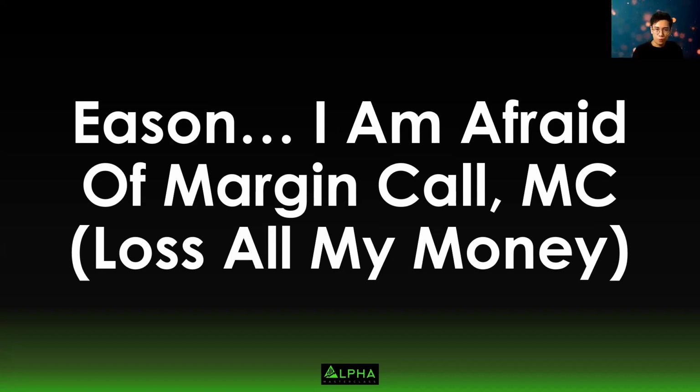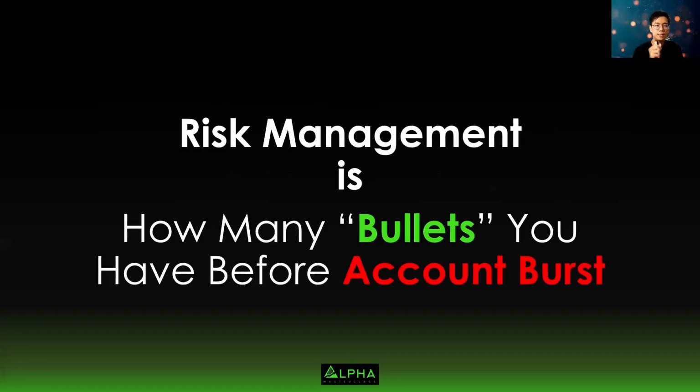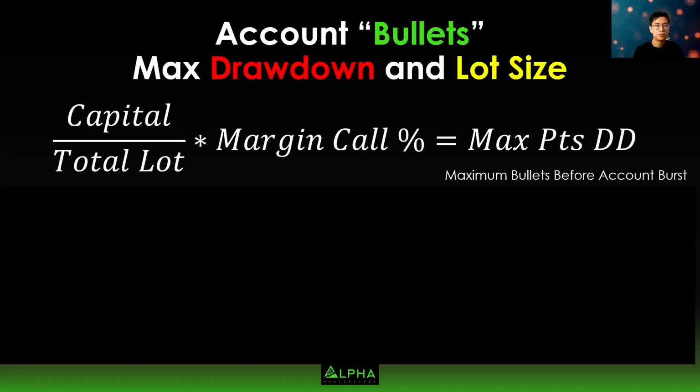Now, to avoid this, I'm going to teach you a formula to properly calculate, based on your own funding, how you can open trades without going to margin call anymore. This is what I call a bullet. A bullet is a calculation of how much money you have before your account bursts. It looks like this, right?